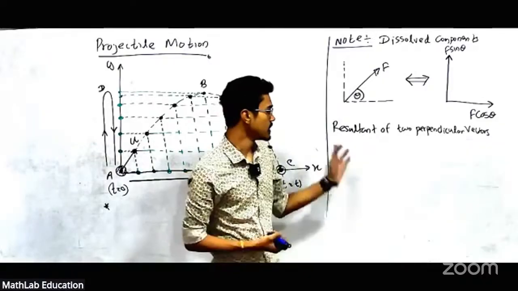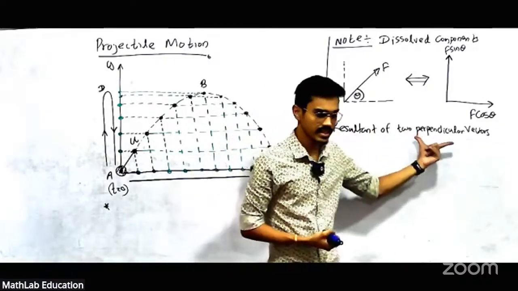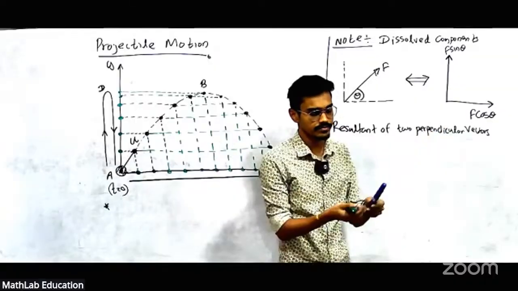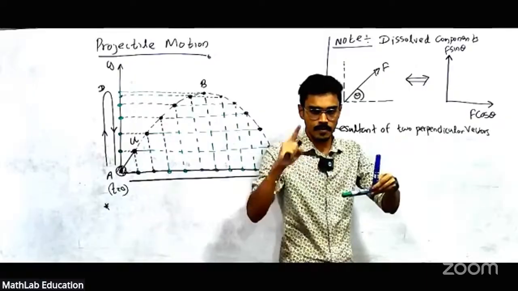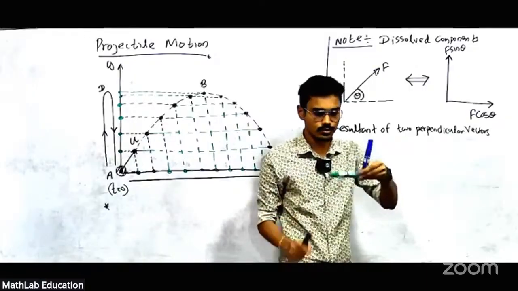Right? Now here I'm going to discuss two perpendicular vectors. If I have two vectors like this, I'm going to discuss the resultant. Resultant in the sense of the single vector that we can use to replace these.